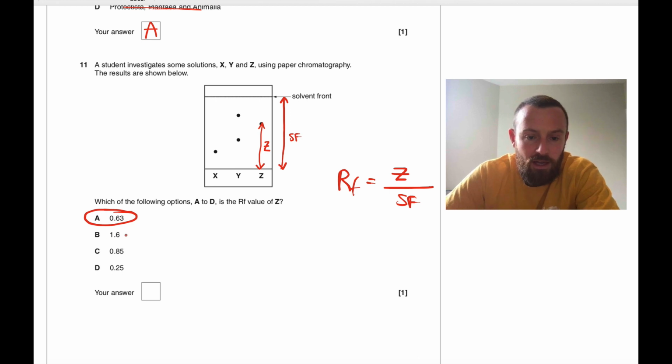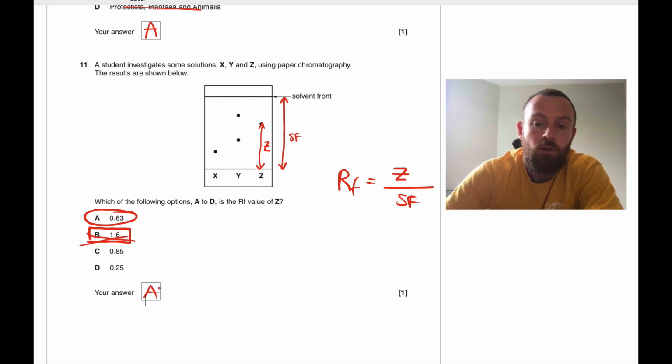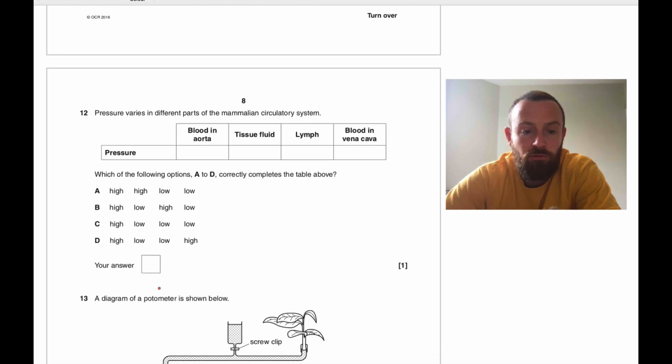It's definitely not going to be that, because this is actually impossible. You cannot have an RF value bigger than 1. So not B, it is A. All right, moving on. 12.